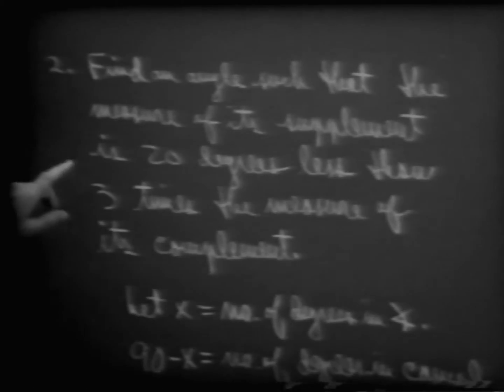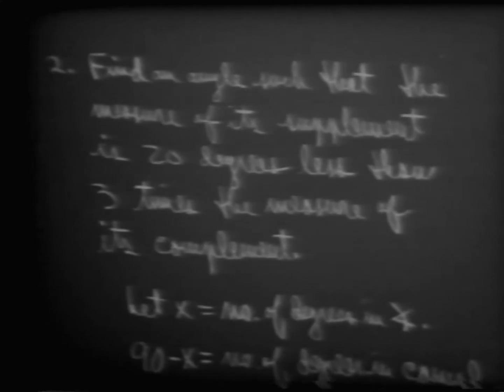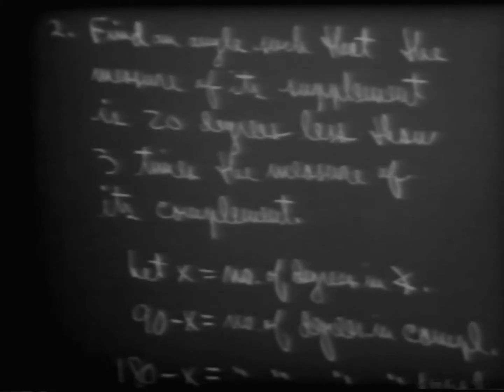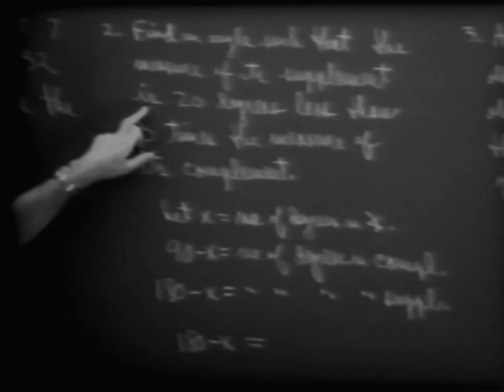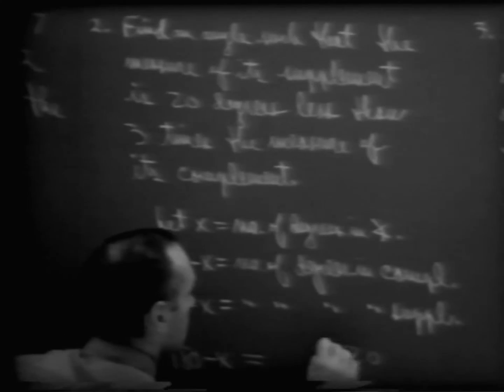And what's it say? Such that the measure of its supplement, all right? Give me its supplement. And Steve says, what's the supplement? Well, we've written it down here. Give me the supplement. And Chip says 180 minus x, all right? The measure of that supplement is, and when we see the word is equal to 20 degrees less than, 20 degrees less than, all right, 3 times the measure of its complement.